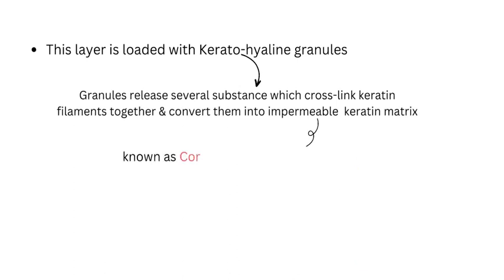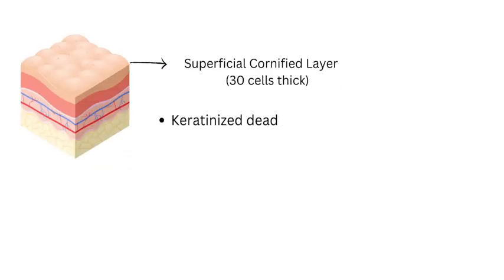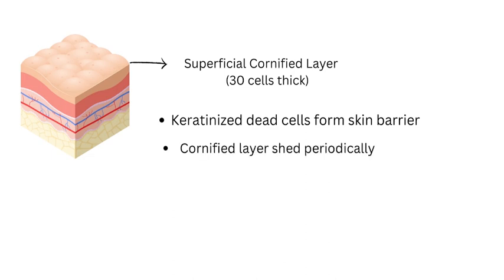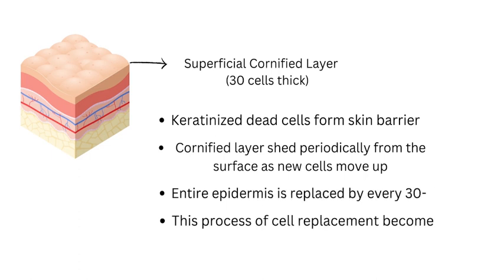This process is known as cornification or keratinization, the result of which is the most superficial layer, the cornified layer, which is about 30 cells thick. The fully keratinized dead cells form the skin barrier. This cornified layer is shed periodically from the surface as new cells move up. The entire epidermis is replaced every 30 to 40 days. But this process of cornification and cell replacement becomes slower with age.